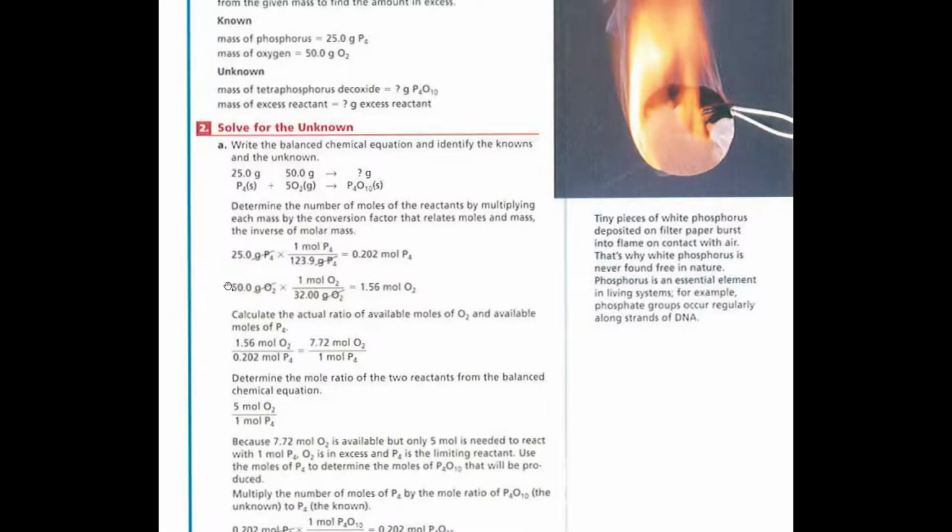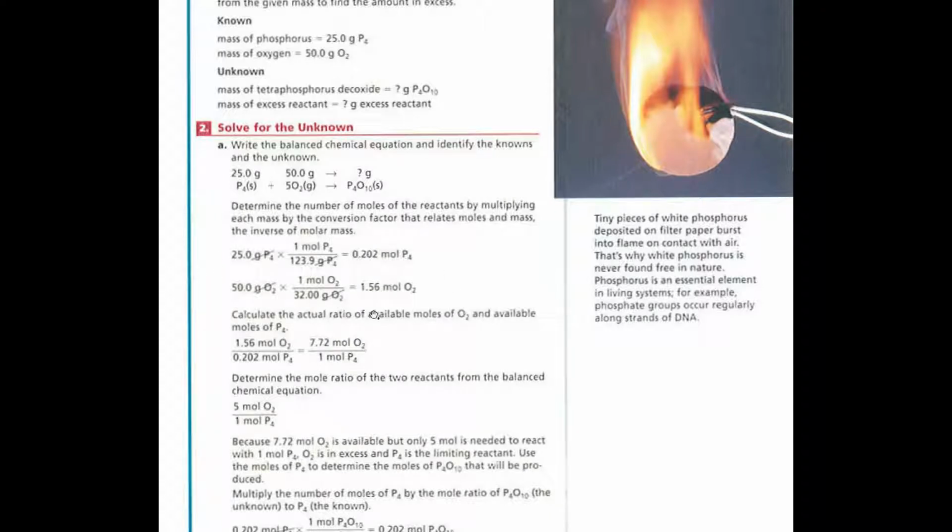Let's convert the number of moles of oxygen. I'm sorry, let's go from grams of oxygen to moles of oxygen. We have 50. We put 1 mole of O2 over 32 grams of O2. We're getting 32 because 16 times 2 is 32. So 50 divided by 32 is 1.56.